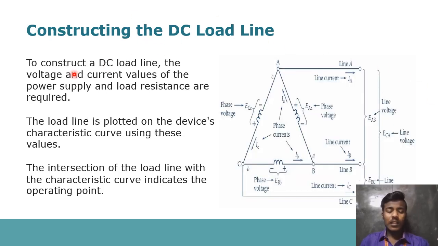Constructing the DC load line. To construct a DC load line, the voltage and current values of the power supply and the load resistance are required. The load line is plotted on the device characteristic curve using these values. The intersection of the load line with the characteristic curve indicates the operating point.